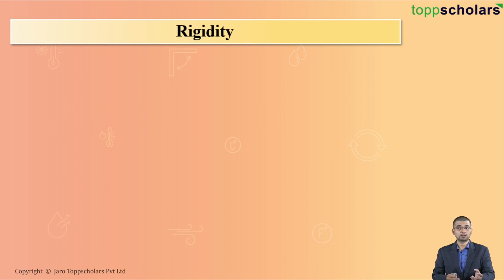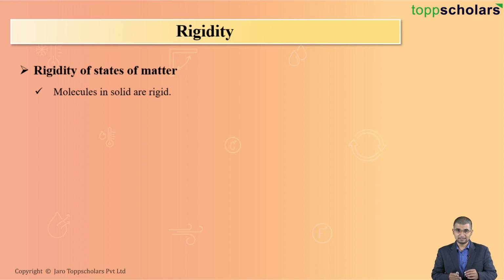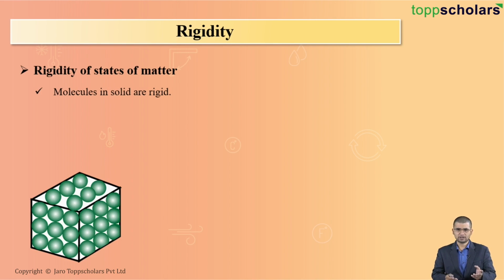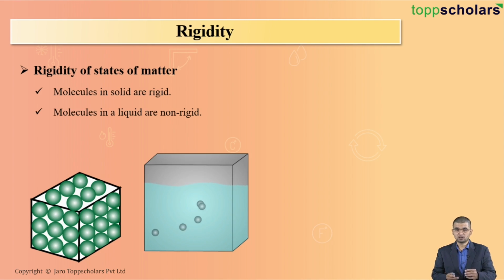Simply whether the molecules can move or not. In solids, these molecules are rigid by nature. Easily you can see in this diagram that there is no place for the molecule to move. In liquids, on the other hand, they are non-rigid by nature. You can observe in this diagram that, students, the molecules are free to move, thus they are non-rigid by nature.